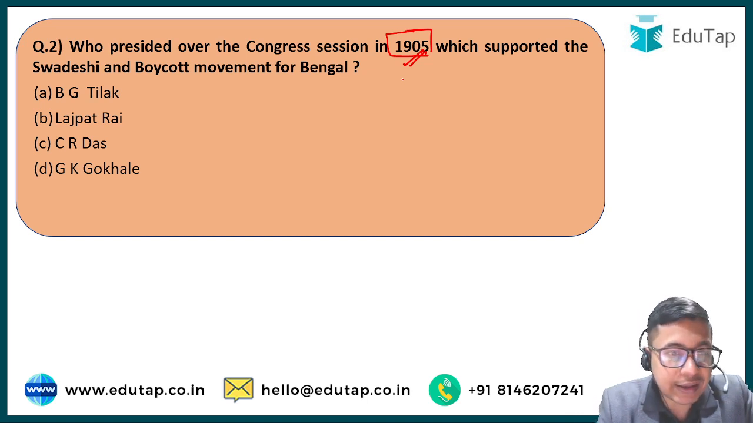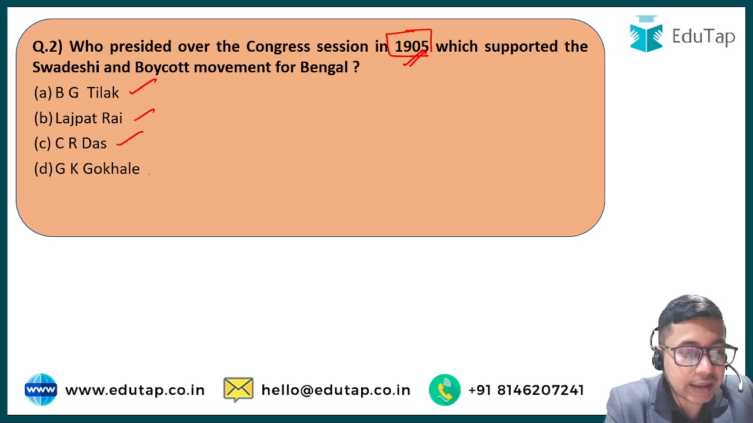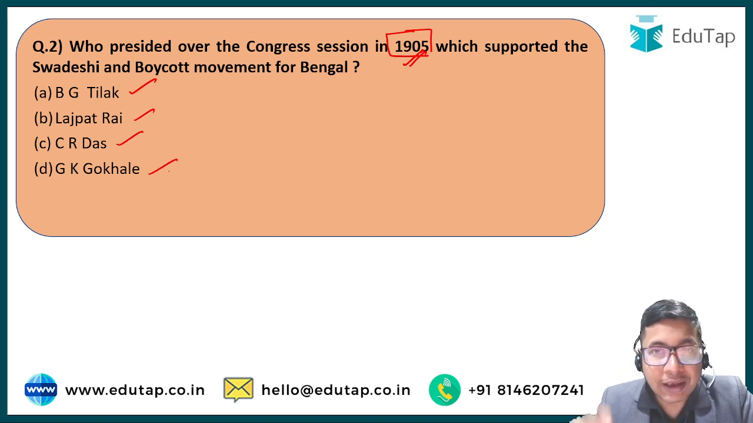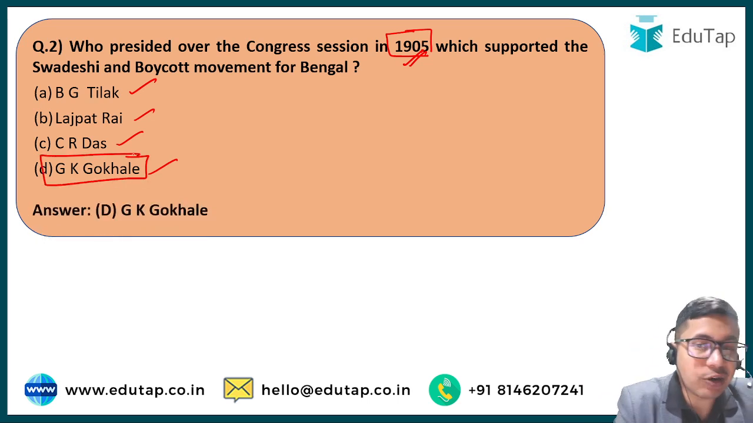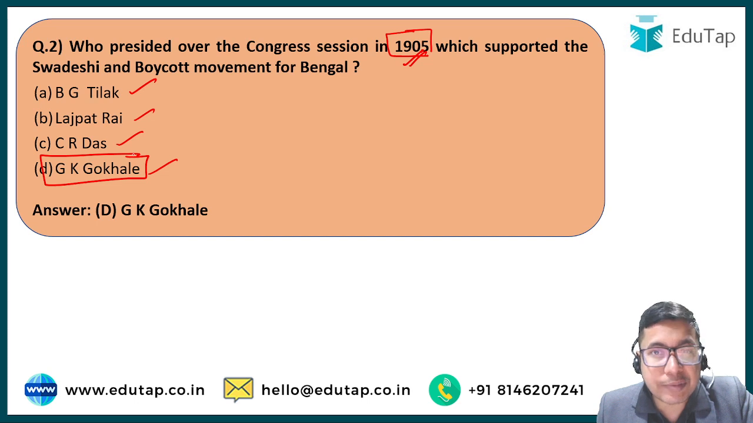Options are Bal Gangadhar Tilak, Lala Lajpat Rai, C.R. Das, and Gopal Krishna Gokhale. Always remember this. Be very much careful. Gopal Krishna Gokhale is the person who was the president of the Congress session in 1905. And in this session only, the Swadeshi and boycott movement was launched.